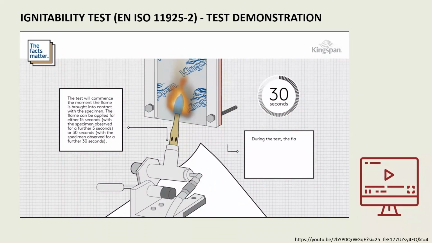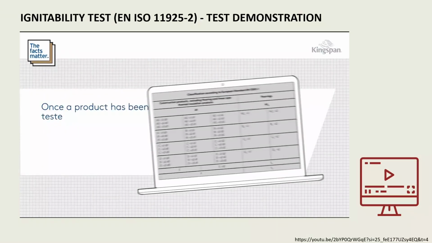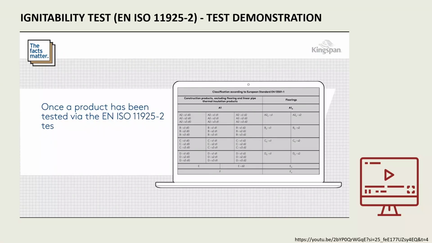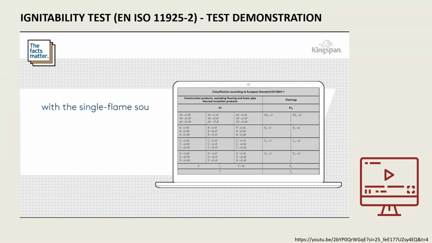During the test, the flame height is measured as is occurrence and duration of any flaming particles. The result is given as the maximum flame height from the required amount of specimens within that test. Once a product has been tested via the EN ISO 11925 Part 2 test method, EN 13501 Part 1 provides the reaction to fire classification procedure for product classes A1 through to F, with the single flame source test being used within the Euroclass system for product classes B to F.